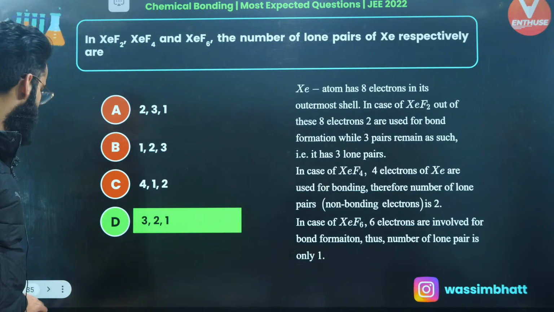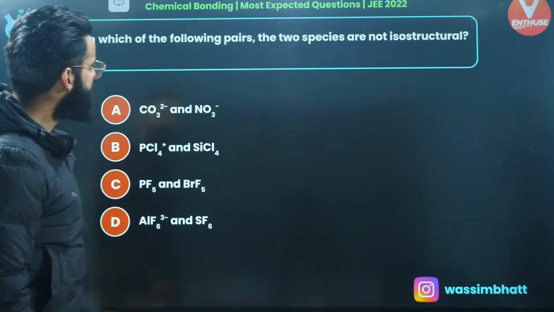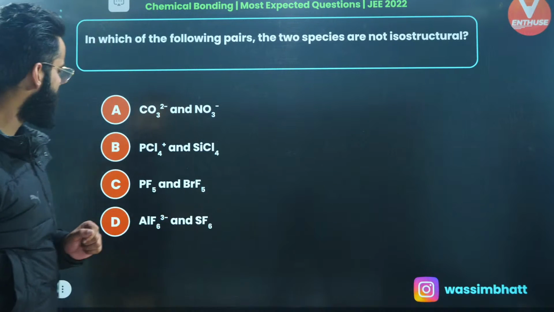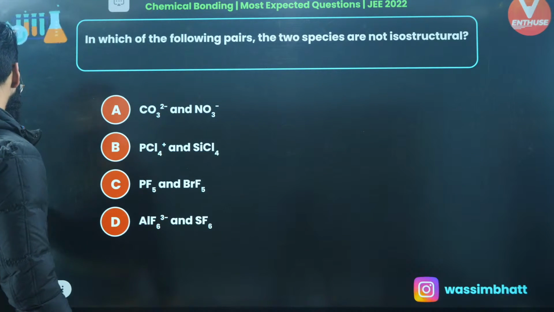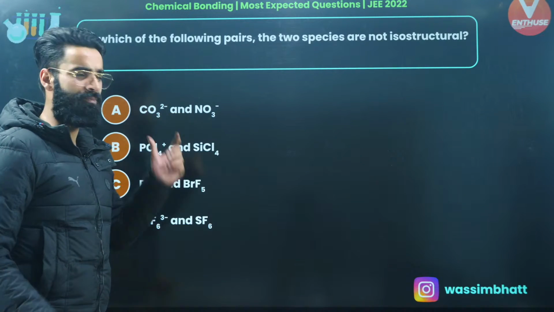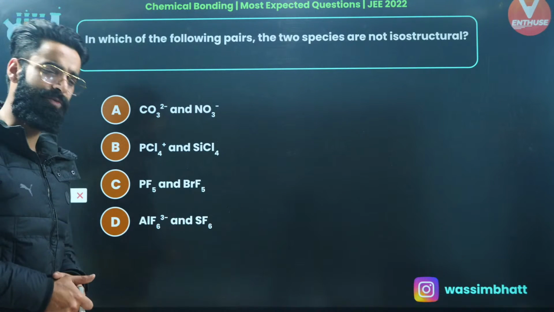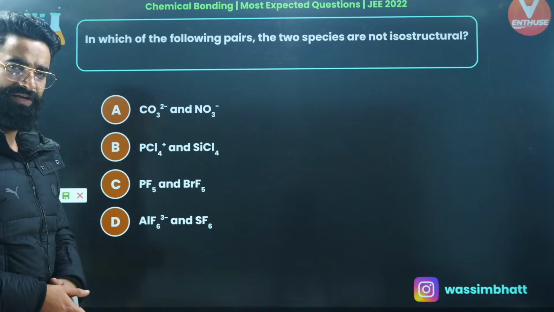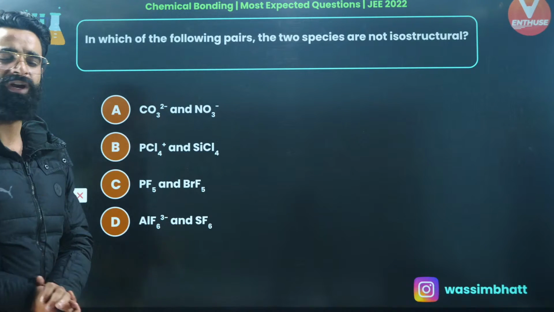So let's move on to one more question then. Which of the following pairs, the 2 species are not isostructural? Just check the hybridization of both the molecules. If the hybridization comes out to be same, they are going to be isostructural. If the hybridization is not going to be same, they are not going to be isostructural.